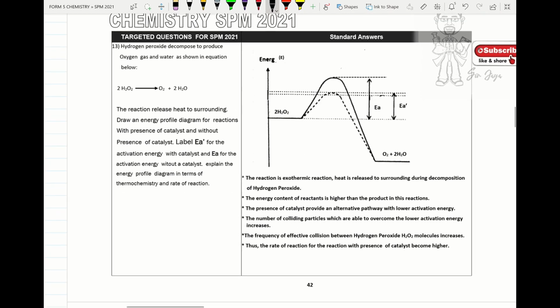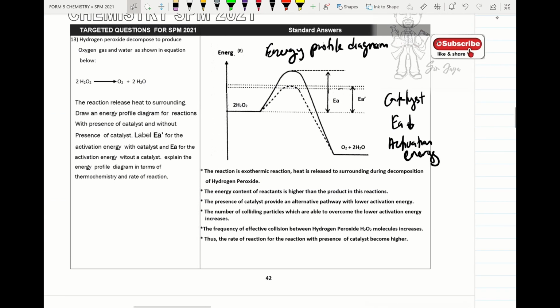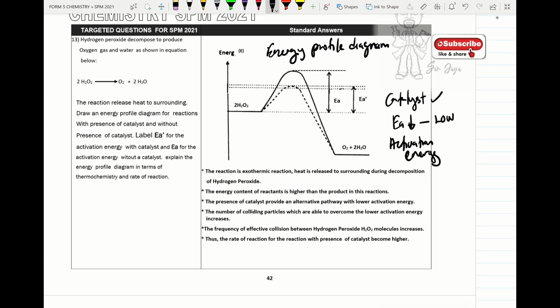All right, we move on to how to draw energy profile diagram. How to draw this energy profile diagram? How to determine the activation energy, which is known as the minimal energy required by reacting particles to react, in the presence of catalyst and without the presence of catalyst. Please remember, if catalyst is present in a chemical reaction, the EA will be lowered. So what is meant by EA? EA, please remember, is activation energy, and when catalyst is present, the activation energy will be lower.